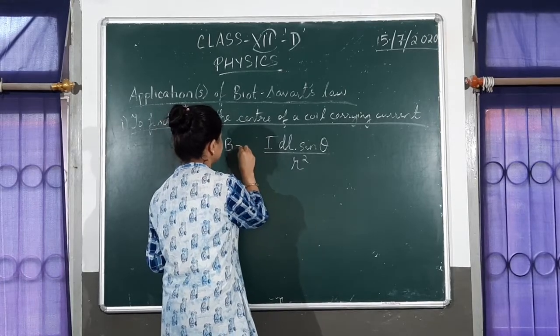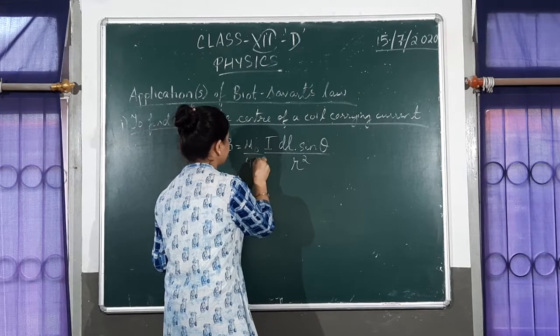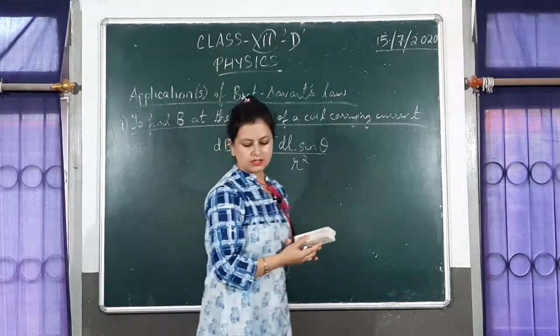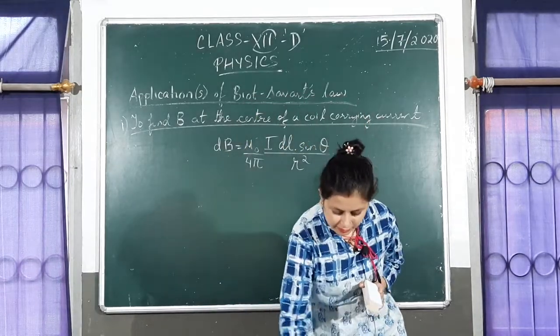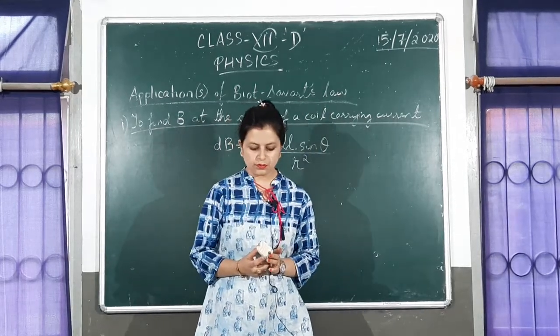After removing the sign of proportionality, the constant that we had was mu naught by 4 pi, and we had done one application of this Biot-Savart's law. The application was to find out the magnetic field due to a straight wire that was carrying current.